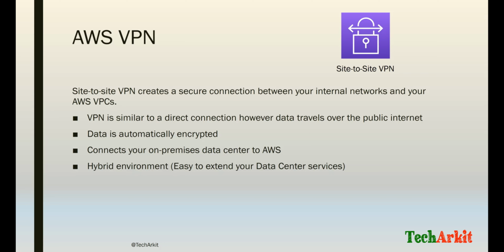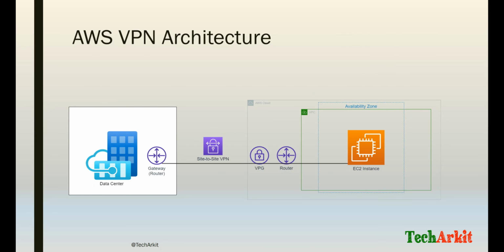VPN is similar to Direct Connect, however the data travels over the public internet. Data is automatically encrypted, and it connects your on-premises data center to AWS. You can also extend a hybrid cloud with a similar model, but only as much data as your internet bandwidth allows can be sent. It is not a low latency link here. It's a hybrid environment, so it's easy to extend your data center services based on your requirement.